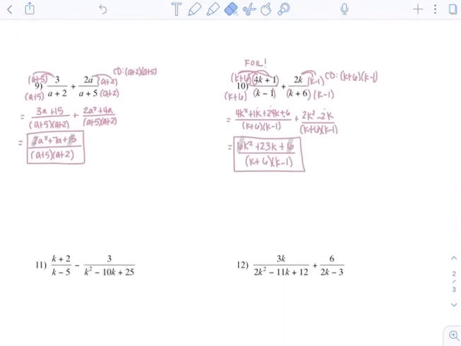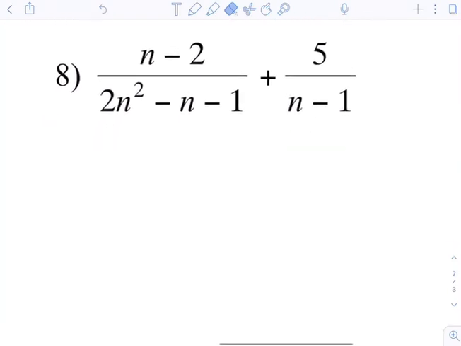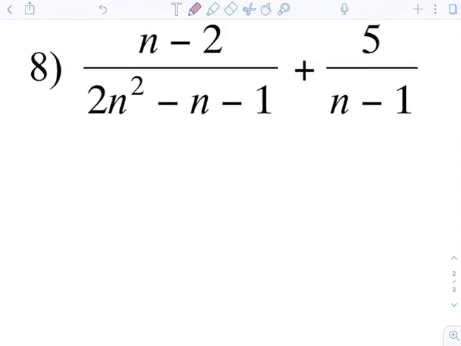Okay, now I'm going to go to number 8. So before we figure out our common denominator, you need to factor. Now, a lot of people would just think, well, why can't I just combine this denominator and make one big one? Well, that's because sometimes you'll have binomials that match within this trinomial. So what you need to do is you need to factor.